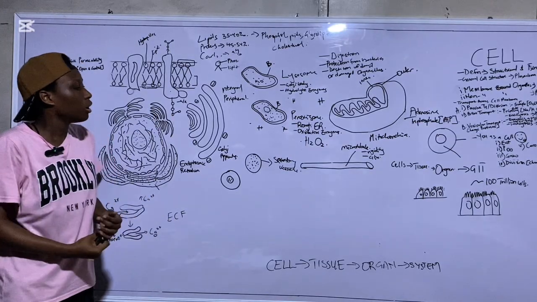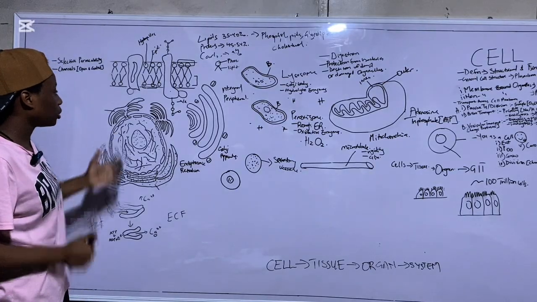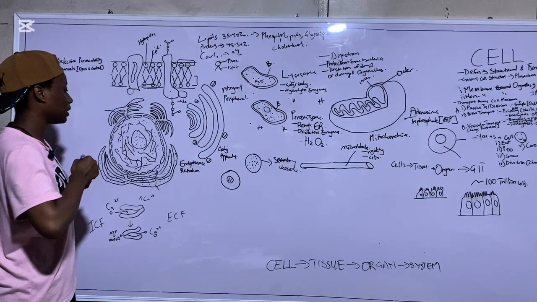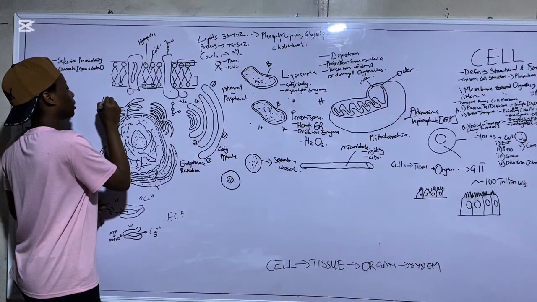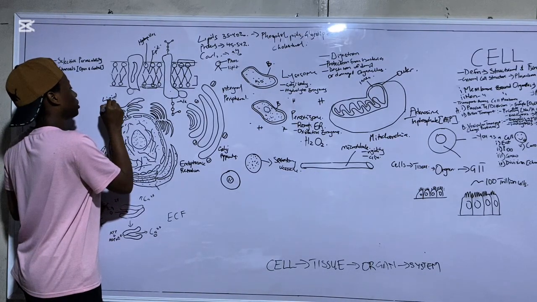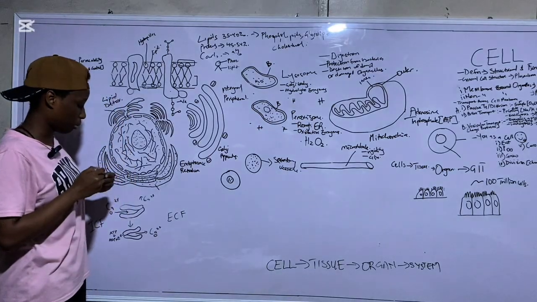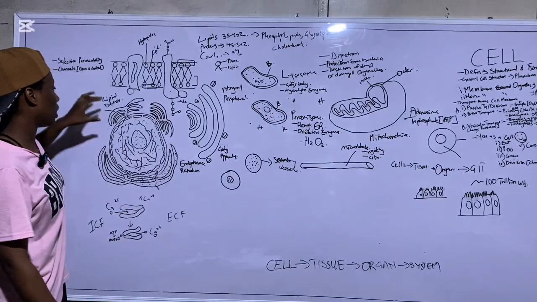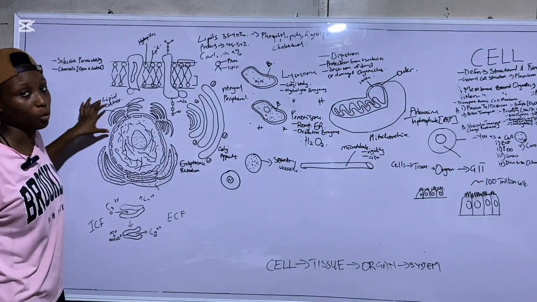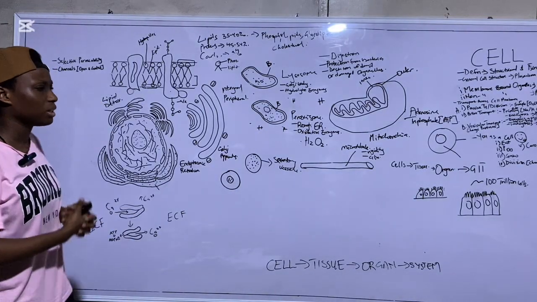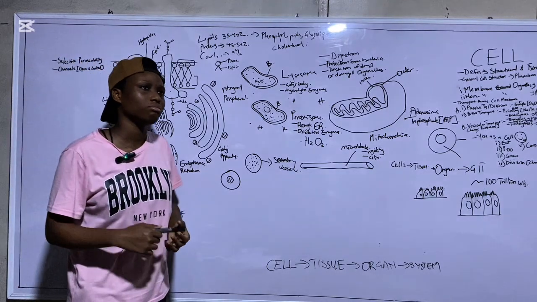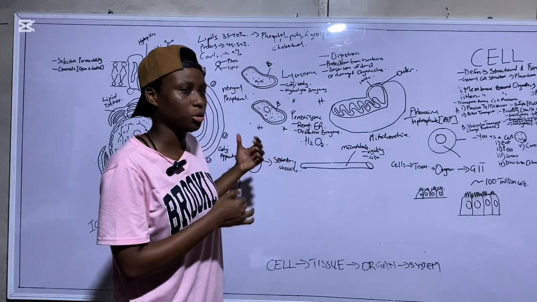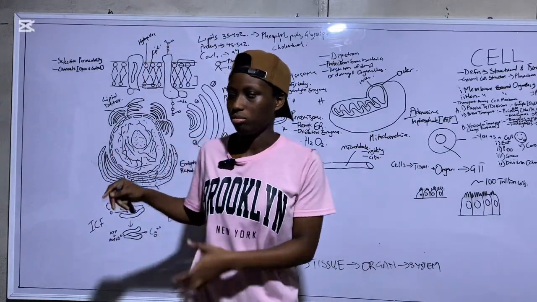endoplasmic reticulum. The smooth endoplasmic reticulum has two functions. Number one, lipid synthesis, and number two, detoxification. So remember, rough endoplasmic reticulum is for protein synthesis, and smooth endoplasmic reticulum is for lipid synthesis.